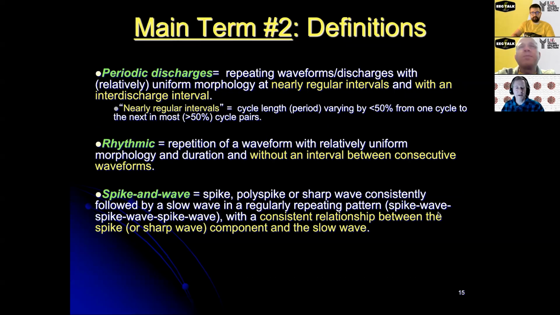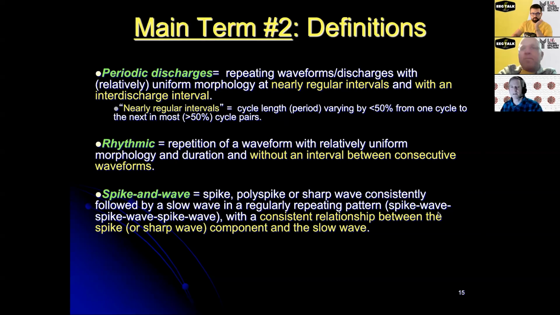And this is kind of the formal definition you can see here. It can be quantified, so a computer can do some of this. But the difference between periodic and rhythmic is whether there's a break in between. If there's not, it's rhythmic. And then spike wave is a very specific alternating pattern of a spike, then a wave, then a spike, then a wave. Also with no breaks in there.